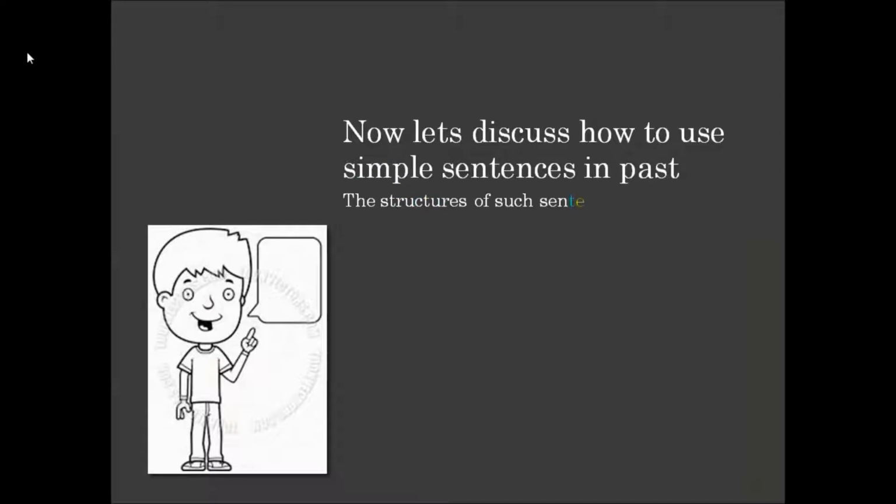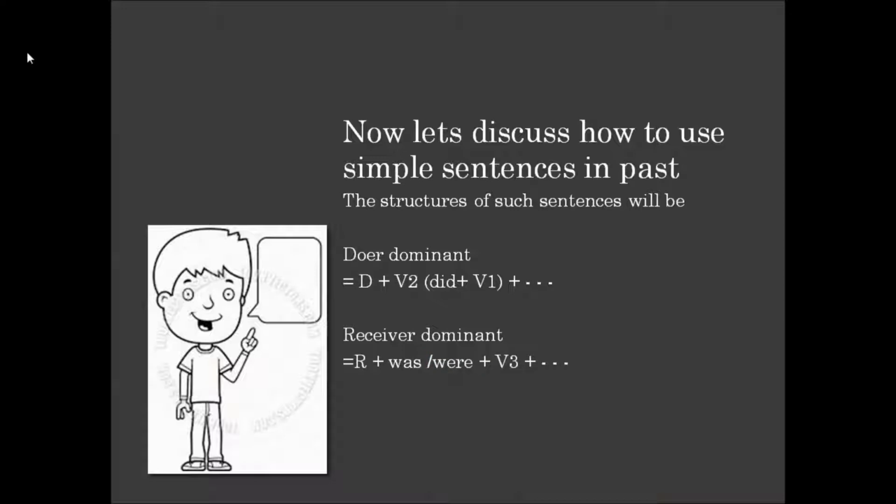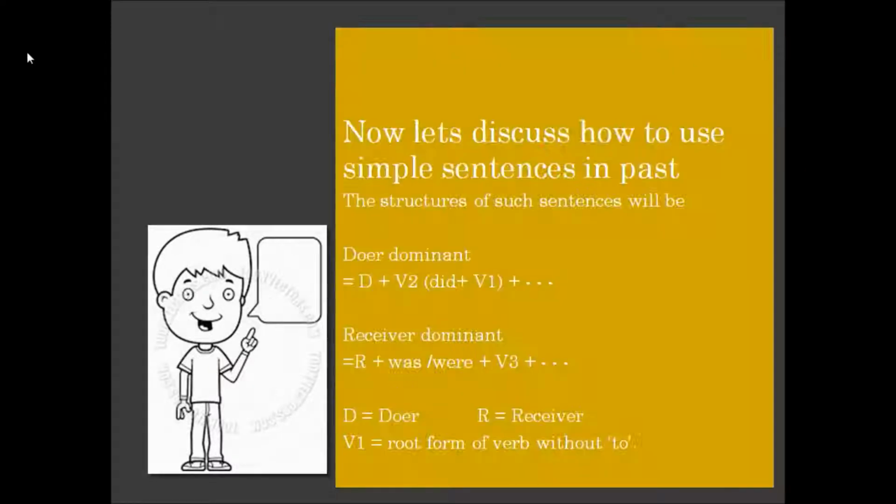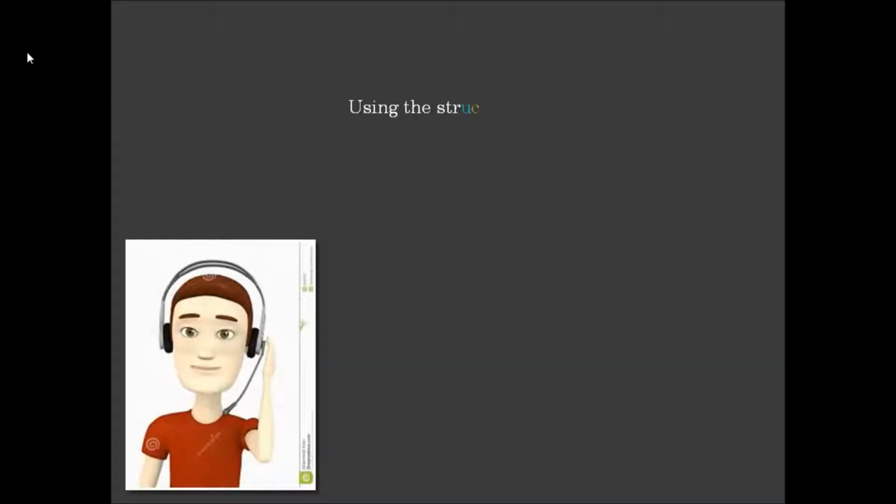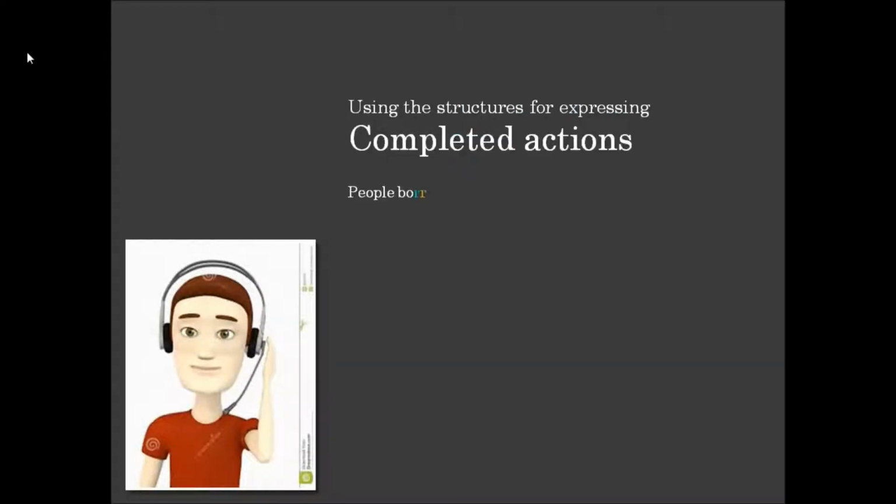Now let us discuss how to use simple sentences in past. The structure of such kind of sentences will be two. First one will be doer plus second form of the verb and some complementary words. The second form of the verb can also be written like this: did plus V1, means did plus root form of the verb without to. And the receiver dominant form of the sentence, that is the second structure, will be receiver plus was or were plus third form of the verb, that is past participle. See the examples of these two structures.